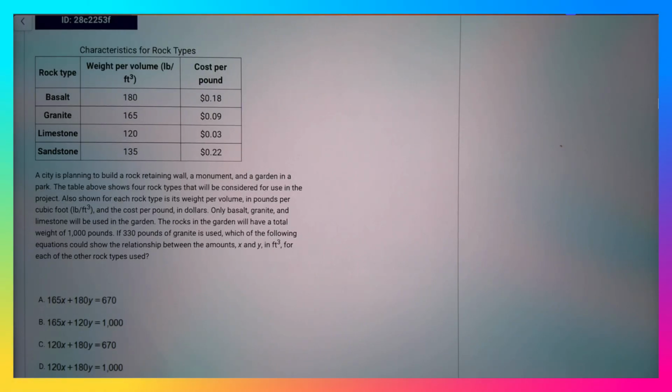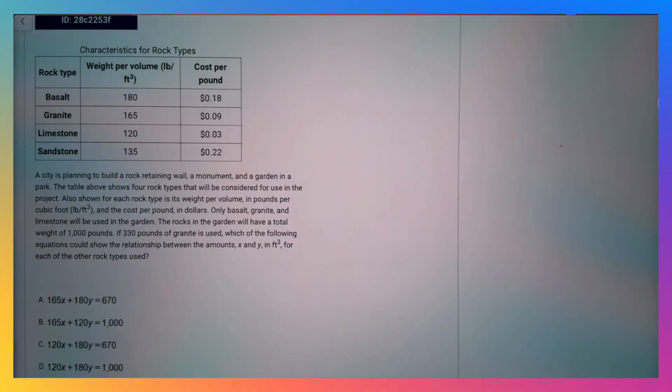Okay, we're given a table with rock types, weight per volume, and cost per pound. A city is planning to build a rock retaining wall, a monument, and a garden in a park. The table above shows 4 types of rocks that will be considered for use in the project.